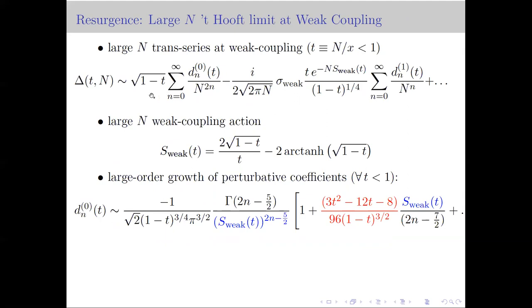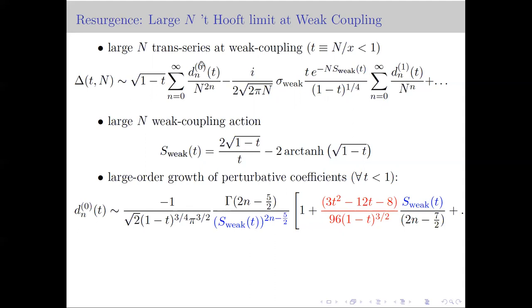And the formal expansion at large n is divergent, but you can write the full trans-series completion of this. And if you believe what I'm telling you about resurgence, the large order growth of these coefficients here should be related to these coefficients here. But now this is an expansion in 1 over n, and the coefficients are not just numbers, they're functions of t.